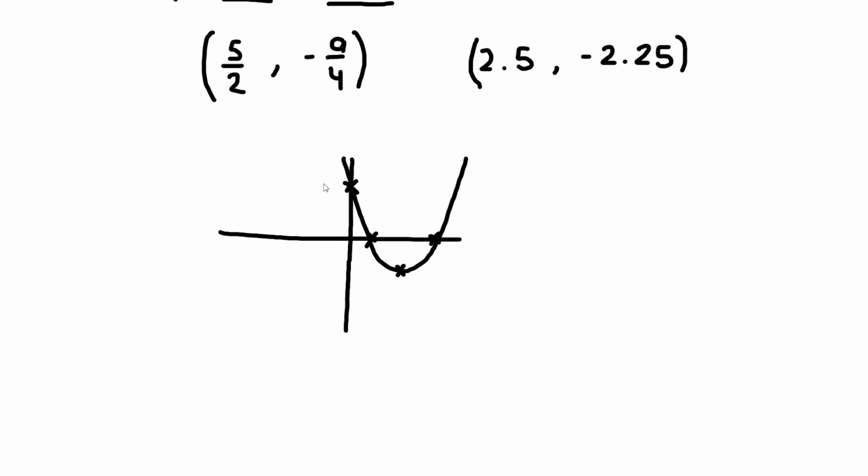And then we want to label these points. We know that this is 4, we know that this is 1, we know that this is 4, and we know that this is 5 over 2, minus 9 over 4. And that's how you sketch a graph. You want all of the intercepts, the x-intercepts and y-intercept, and you want the minimum or maximum, or just the turning point. And that's how you sketch quadratic graphs.